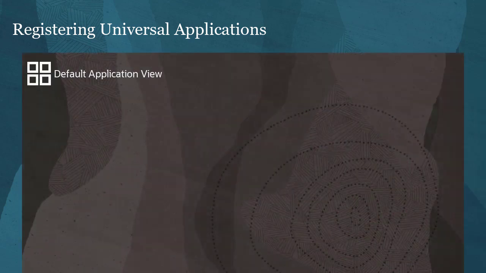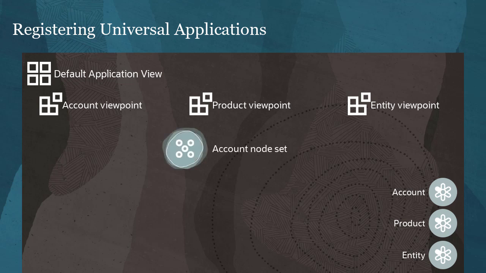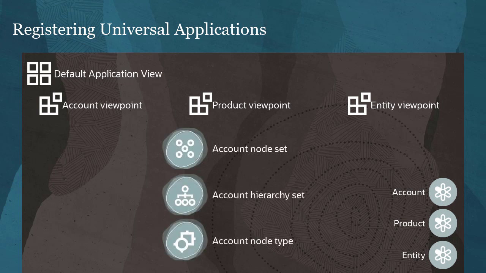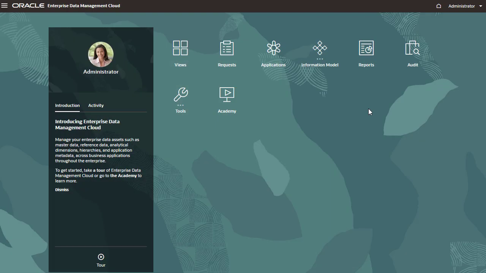The registration process creates an application and a default view. For each registered dimension, the registration process creates a viewpoint, the data chain objects used to define the viewpoint, and business validation rules. The data chain objects not only manage the data for you, but also apply rules to the data. Let's register a universal application.